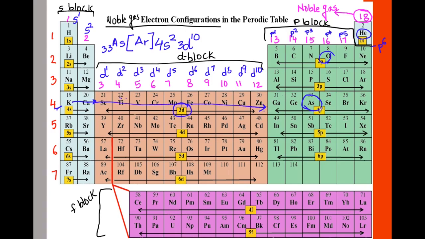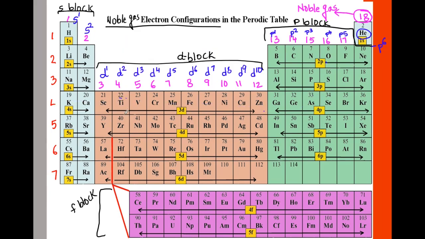After 3D, we start filling 4p. And arsenic has 1, 2, 3, P3. There are 3 electrons in 4p for arsenic. So this is the noble gas electron configuration for arsenic. So see how we have condensed it to this.